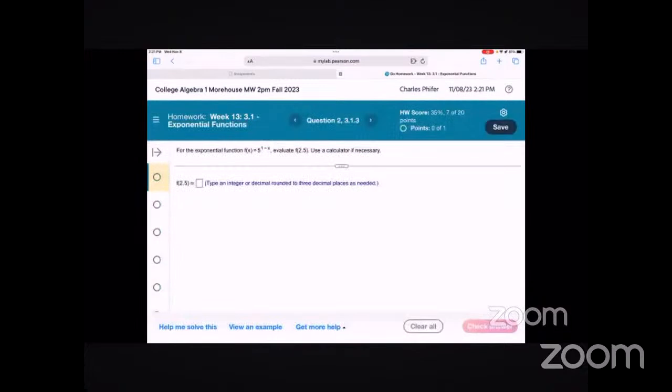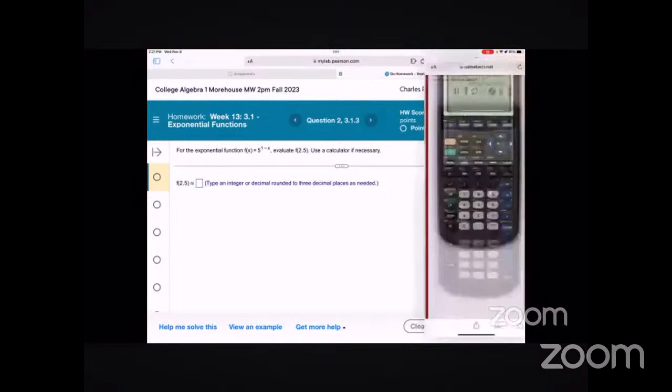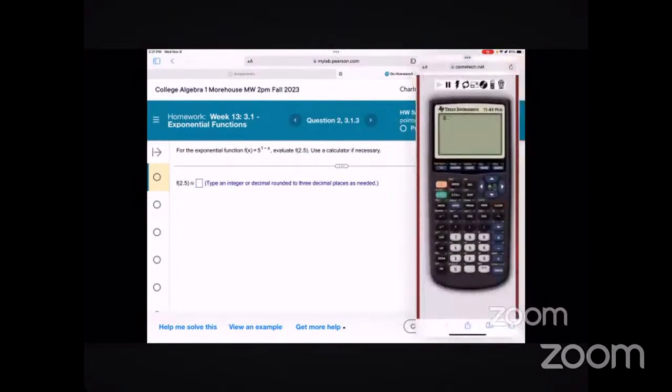For the exponential function, evaluate f of 2.5, use a calculator if needed. Okay, so all I'm going to do is go to my y equals. I have 5 to the power of 1 minus x. Let me practice my typing. So 5, hat, parentheses, 1 minus x, close parentheses.